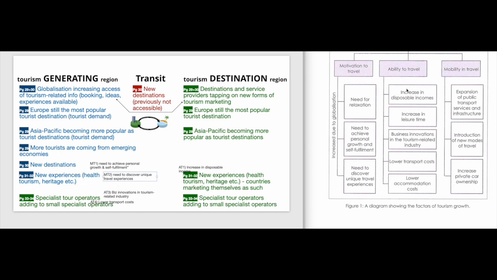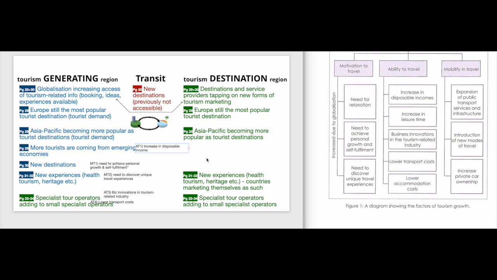Ability to travel, increase in disposable income. Which one can we use to explain which trend? We can use it to explain this one: more tourists are coming from emerging economies. Increase in leisure time and business innovations, you can use to explain the growth overall in tourism. Likewise for lower transport costs and lower accommodation costs, so I will not put these to explain individual trends.